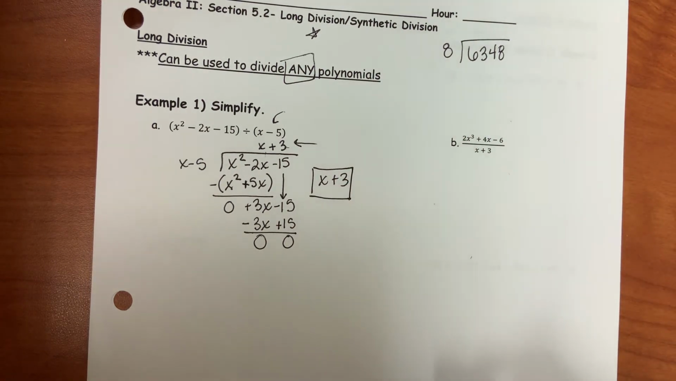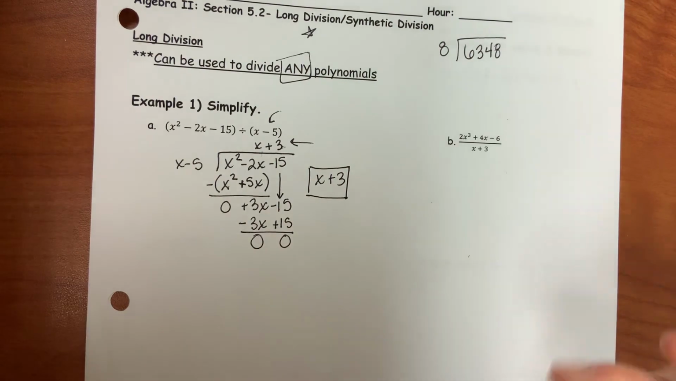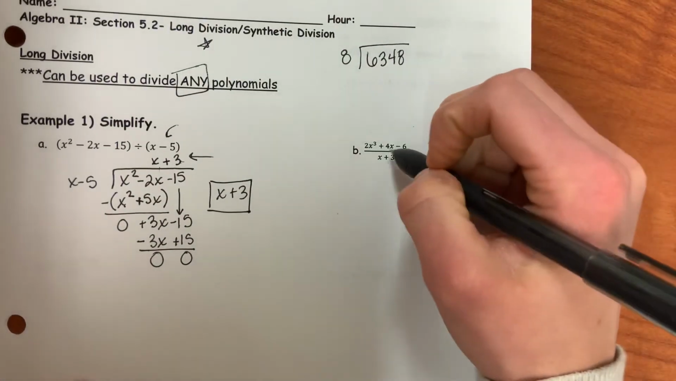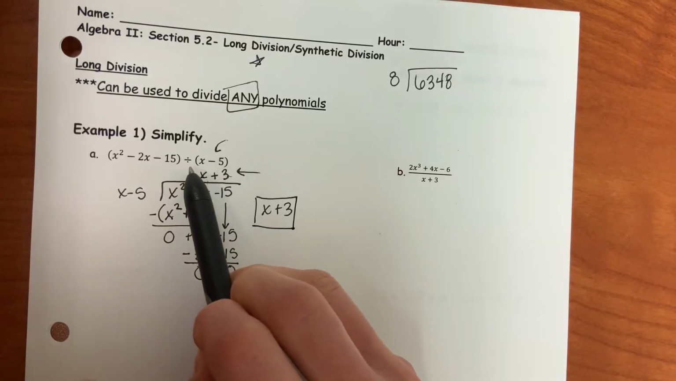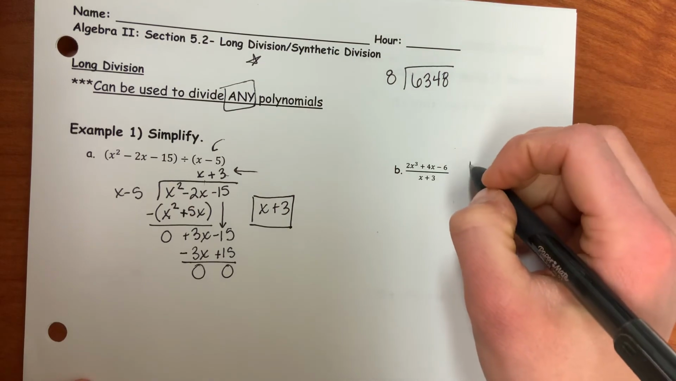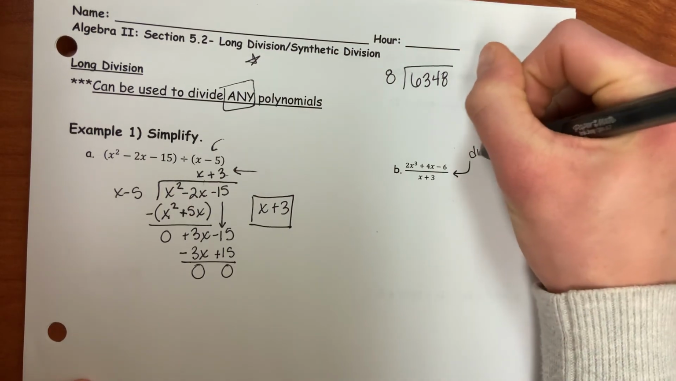Okay? All right, you guys, you can get this. I know you can. Let's go over here to B. Now, instead of giving you the dividing sign, I've actually written this question in more of a fraction form. But this line right here still means division.